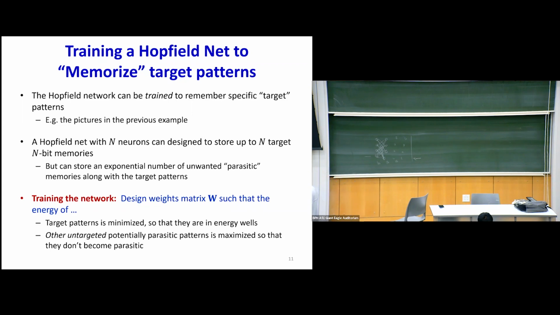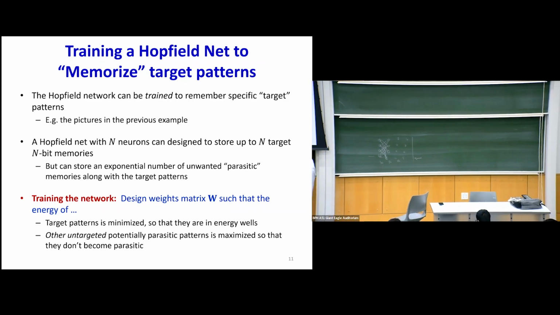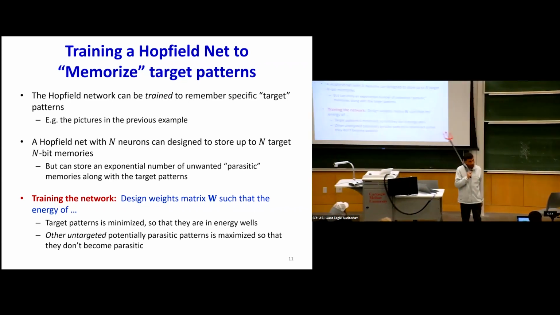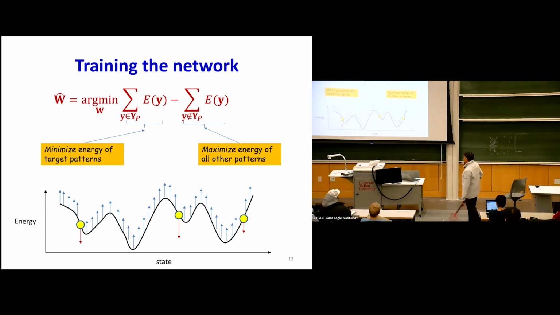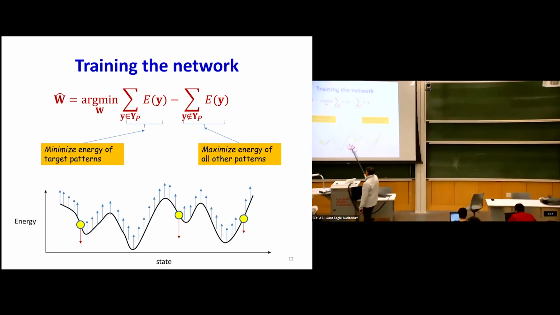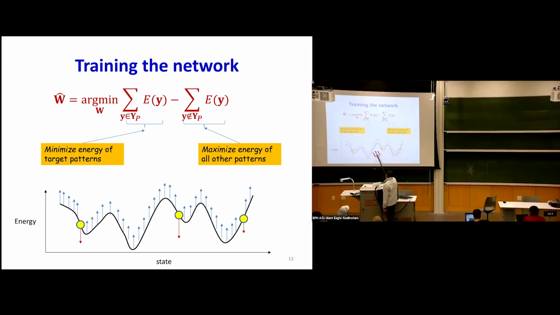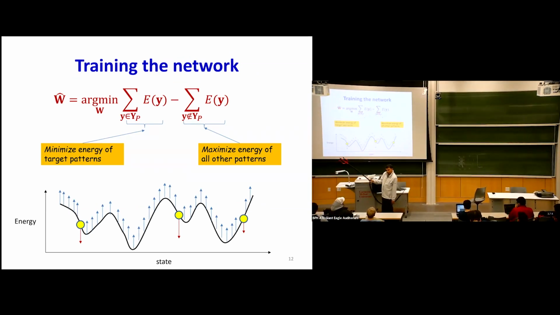But if I'm thinking of it in terms of energy, here's a different way of thinking about it. You want to design the weights matrix such that the energy of the target patterns is minimized and the energy of other untargeted patterns is maximized. So I want to minimize the sum of the energy of the target patterns minus the sum of the energy of the non-target patterns. I want to define my weights such that in the energy contour during training, the energy at these target patterns is pulled down and the energy elsewhere is pushed up, so that these target patterns become valleys.